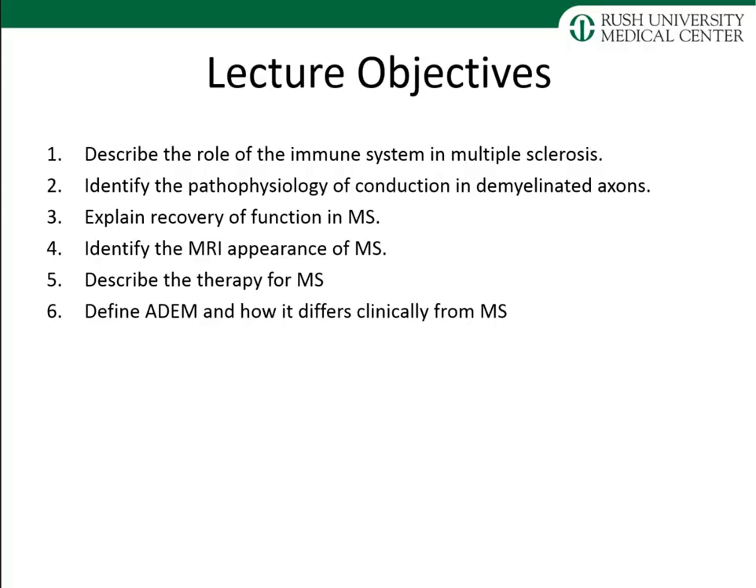The first is to understand the role of the immune system in multiple sclerosis, to be able to identify the pathophysiology of conduction in demyelinated axons, to explain recovery of function in multiple sclerosis, to identify the MRI appearance of multiple sclerosis, to be able to describe the therapy for multiple sclerosis, and to define acute disseminated encephalomyelitis and how it differs clinically from multiple sclerosis.